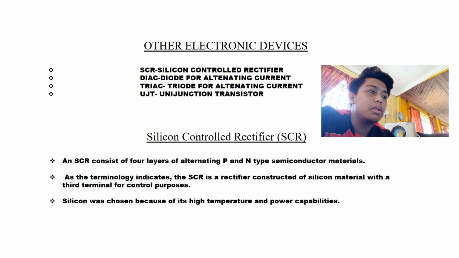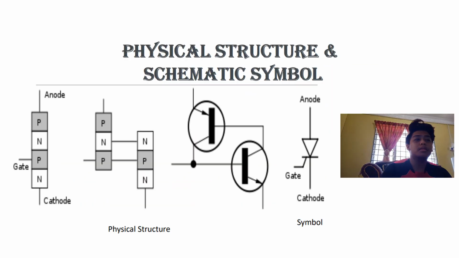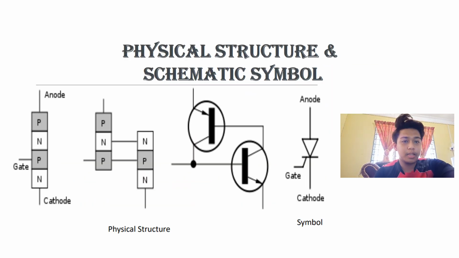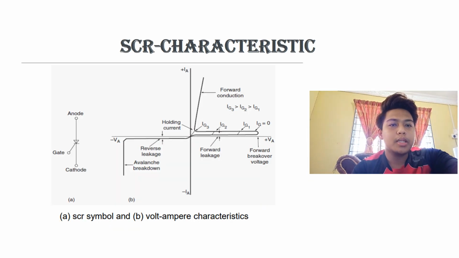Second is the silicon controlled rectifier, SCR. An SCR consists of 4 layers of alternating P and N type semiconductor material. As the terminology indicates, the SCR is a rectifier constructed of silicon material with a third terminal for control purposes. Silicon was chosen because of its high temperature and power capabilities. This is an example of the physical structure and schematic symbol, and this is an SCR characteristic example.